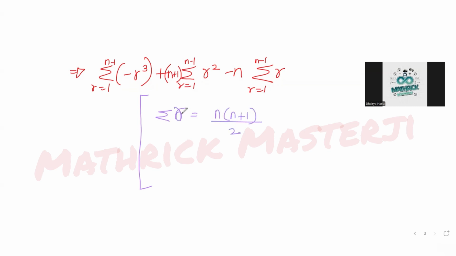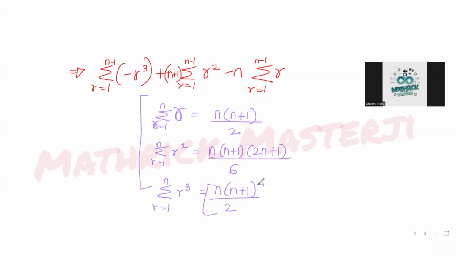If I say summation of r terms, when r goes from 1 to n, then the summation of r equals 1 to n of r squared, so the sum of squares of n terms, is given by n times n plus 1 times 2n plus 1 over 6. And the summation of r equals 1 to n of r cube, the sum of the cubes of n terms, is n into n plus 1 over 2, the whole square. So we have all of these summations.